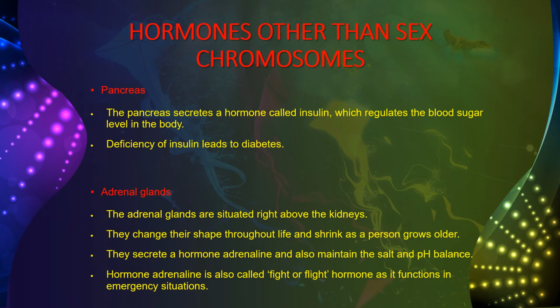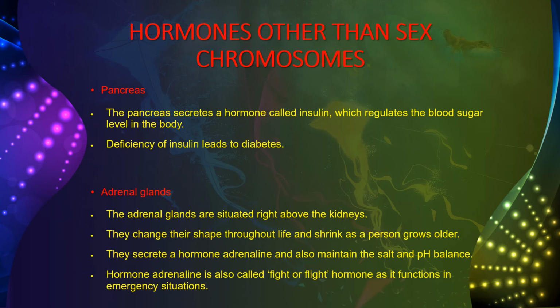The next gland we have to study is the adrenal glands. The adrenal glands are situated right above the kidneys, and this gland produces adrenaline hormone. The adrenaline hormone prepares our body to function at maximum efficiency during emergency situations. That is why it is also called the fight or flight hormone. When we are faced with a dangerous situation, like being chased by a ferocious dog, the adrenal glands secrete more adrenaline hormone into our blood.